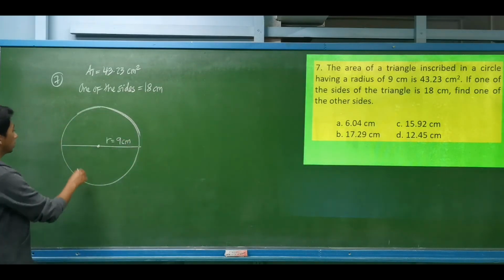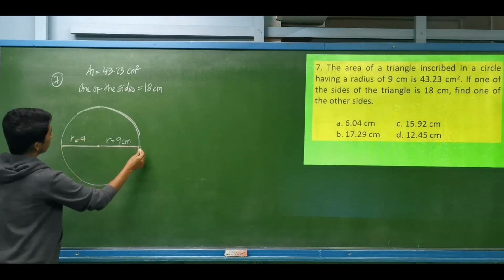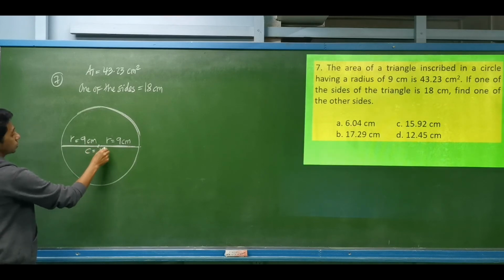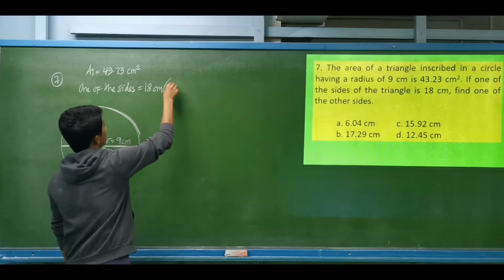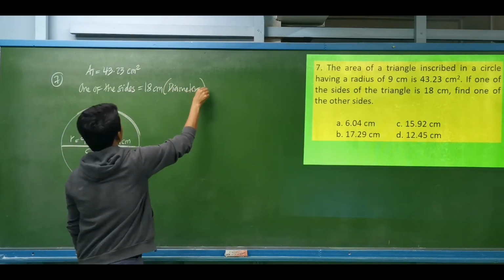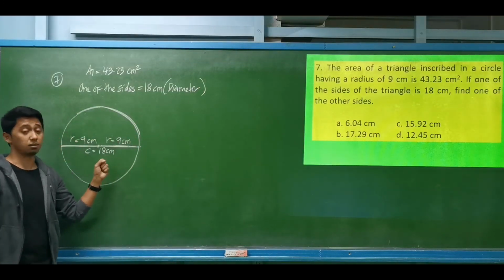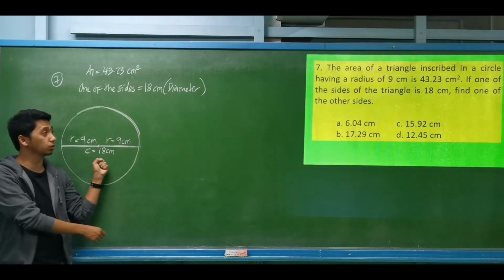So, ano yung ibig sabihin nun? We have 9 plus 9 is obviously 18 centimeters. So, this is 18 cm. Sabihin ko na lang side C. Ibig sabihin nun, yung one side of the triangle na yun is mismong diameter ng circle. Okay? So, ibig sabihin, one of the side of the triangle is the diameter of the circle. Okay? Kaya lang, paano makakatulong yun?